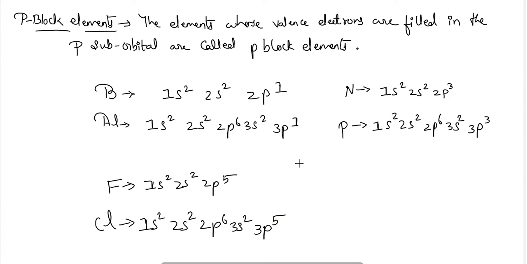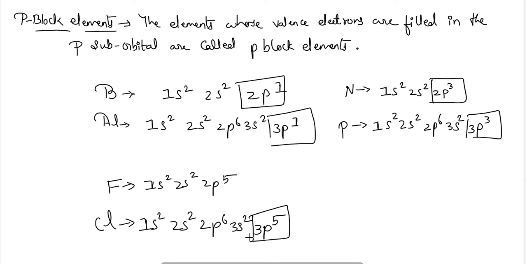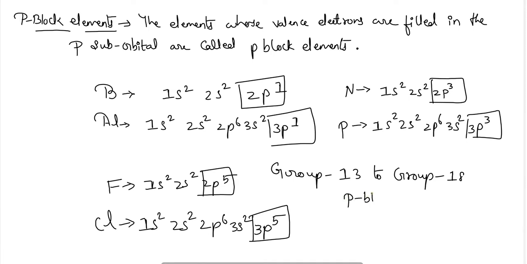Oxygen also, carbon also, the carbon family, all of these have the same property, that the valence electron is filled in the p orbital, the p suborbital. So the elements from group number 13 to group number 18 are all termed as p block elements, because the valence electron is filled in the p subshell.